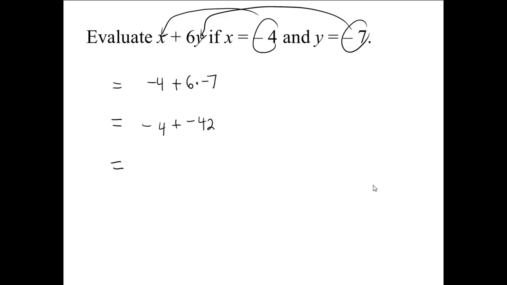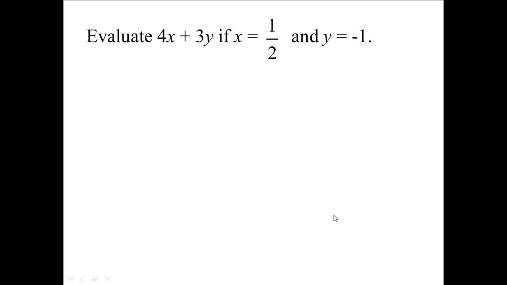When we're adding together two negatives, we add their absolute values. So on this side we add together 4 plus 42, which is 46. That implies that negative 4 plus negative 42 is negative 46. So that's our answer in this case, negative 46.